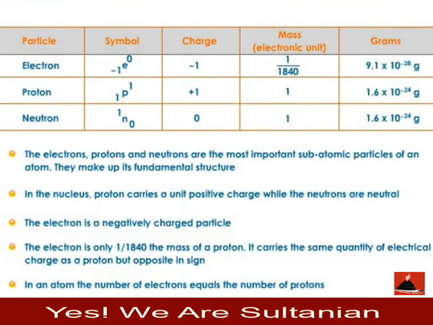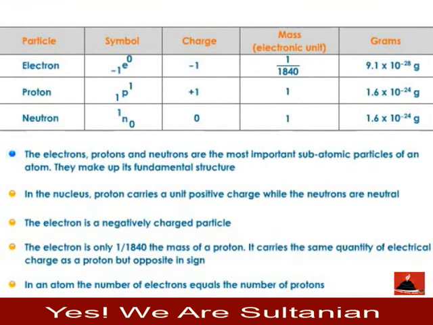Subatomic particles. The table illustrates a comparative study of protons, electrons, and neutrons. The protons, electrons, and neutrons present in the atom are collectively called subatomic particles. The number of protons and electrons in an atom are equal. Therefore, the total number of positive charges is equal to the total number of negative charges. And since the neutrons have no charge, the atom is always neutral.